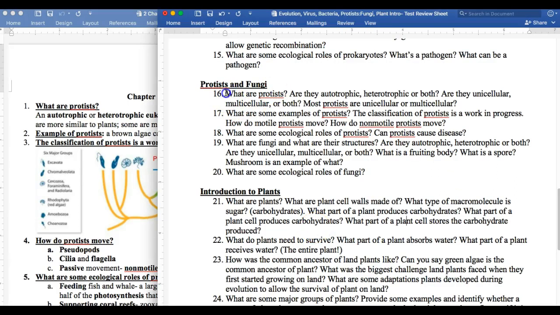This next one is protists and fungi. First off, what are protists? Protists are, here it is.